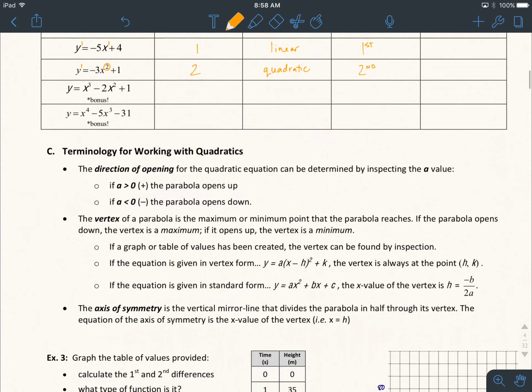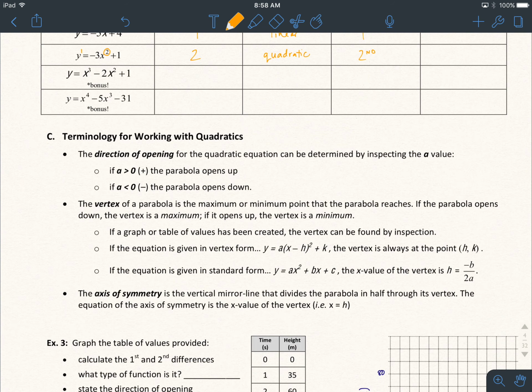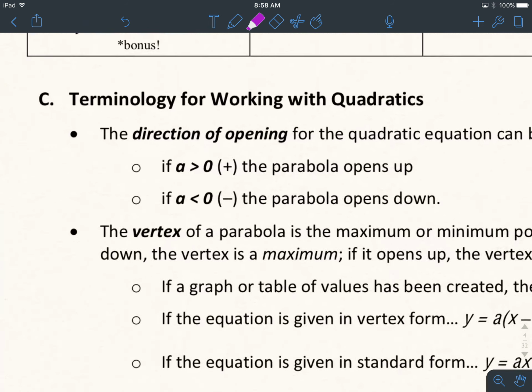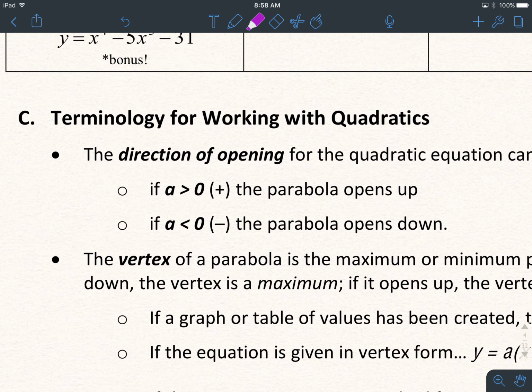Let's finish up this video with just a little bit of terminology, and then we'll get to the graphing. So the last thing I want to talk about when we're talking about quadratics in general is just a review of a little bit of terminology. We're not going to read through it, but I'm going to highlight some of the stuff that's important. So when we're talking about quadratics, which are second degree functions with constant second differences, we use words like the direction of opening, because what it creates is a parabola, and a parabola has a direction of opening.